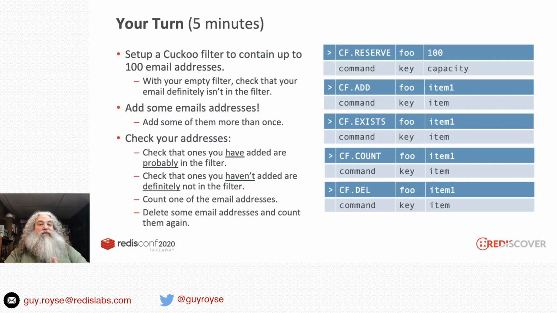So it's your turn to play with the cuckoo filter. Set up a cuckoo filter to contain up to 100 email addresses. Check that your email's not there. Add some emails. Add some of them more than once. And then check your addresses. Check that the ones you've added are probably in the filter. Check that the ones you haven't added are definitely not in the filter. Go ahead and count one of the email addresses, delete some emails, and count them again so you can watch that count go down. And so go ahead and pause the video, and I'll be here when you get back.